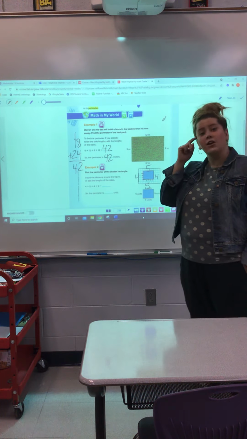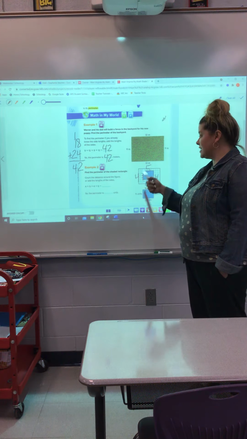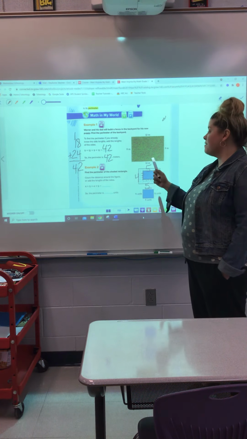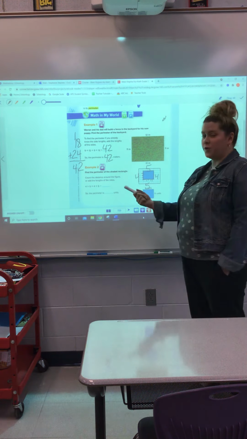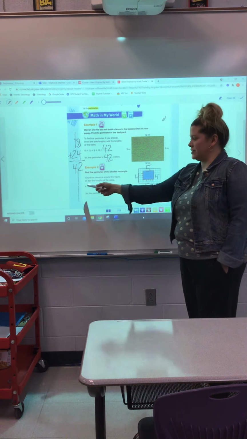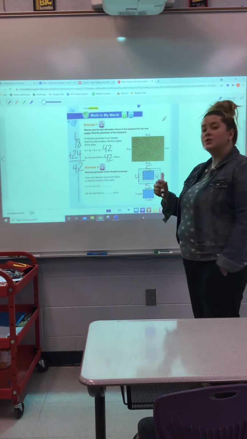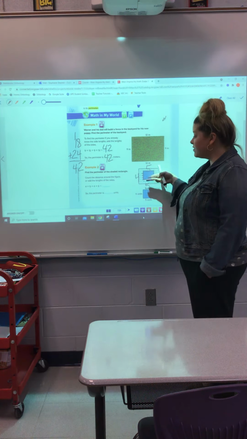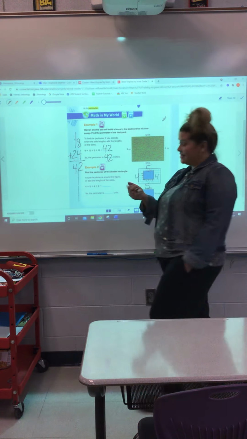So then to figure out the perimeter of this rectangle, I add 5 plus 4 plus 5 plus 4. So again, it's hard to count 4 numbers, especially when they're written that way. So let's add our 2 sides. What's 5 plus 5? 10.